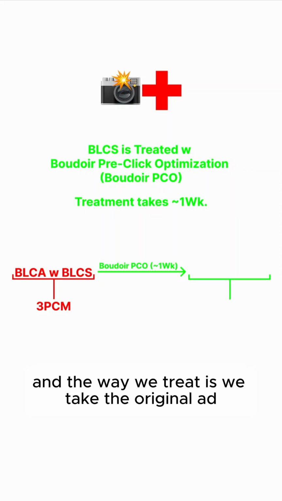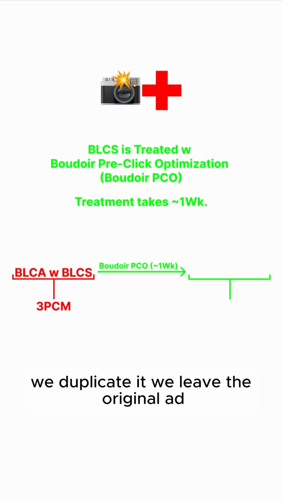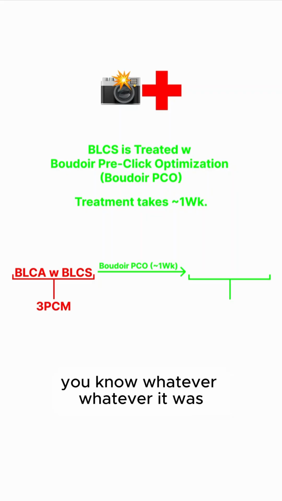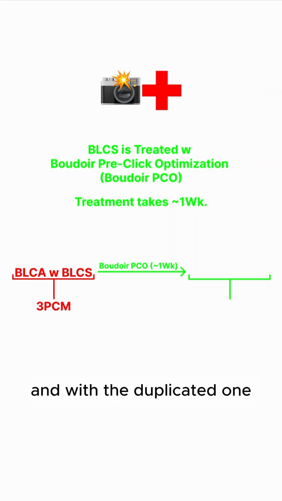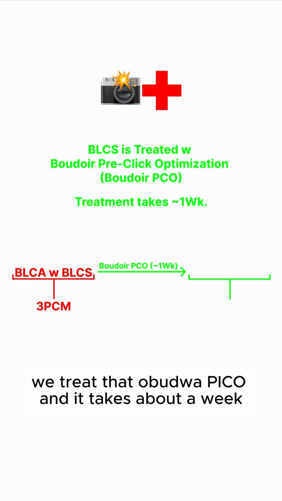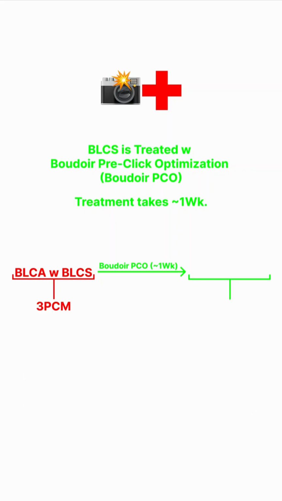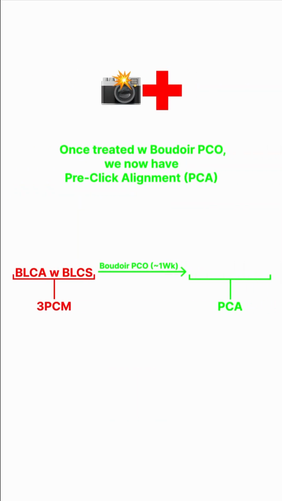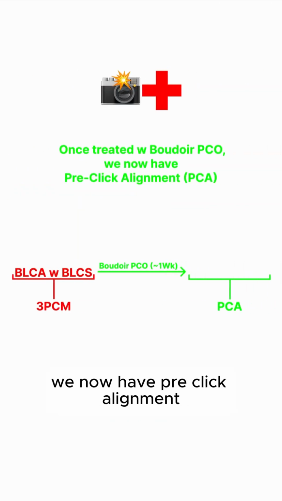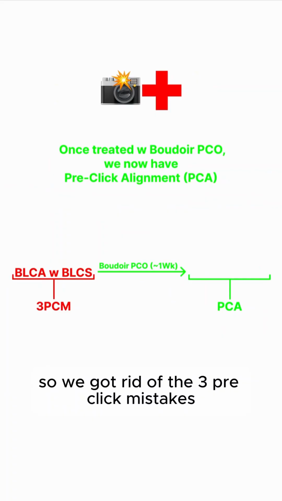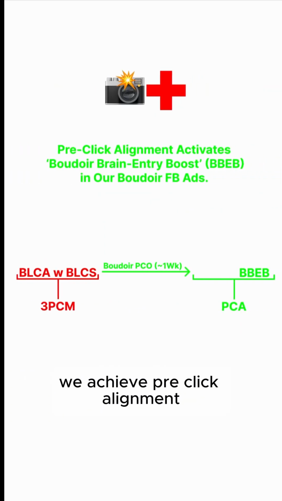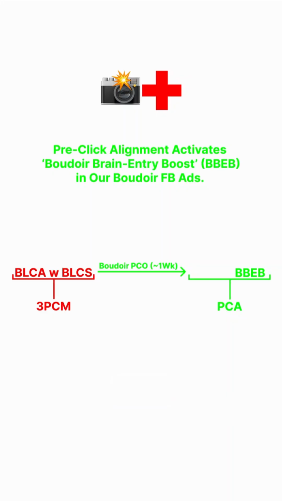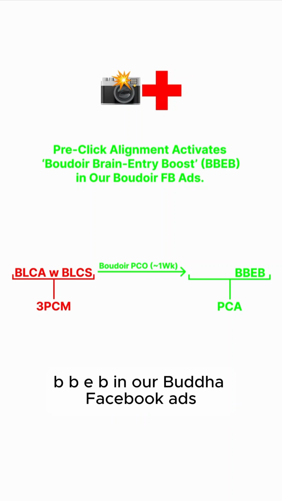And the way we treat is we take the original ad, we duplicate it, we leave the original ad either on or off, whatever it was. And with the duplicated one, we treat that with Boudoir Pico, and it takes about a week. And then at the end, we keep whichever one running has the best metrics. Now, once treated with Boudoir Pico, we now have pre-click alignment. So we got rid of the 3 pre-click mistakes. We achieve pre-click alignment, and pre-click alignment activates Boudoir Brain Entry Boost, BBEB, in our Boudoir Facebook ads.